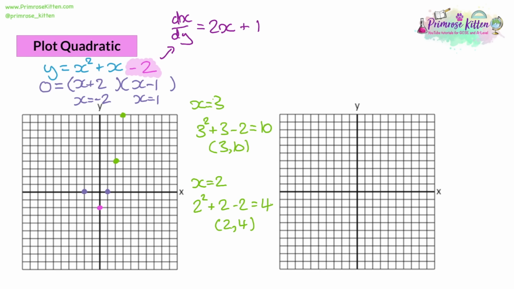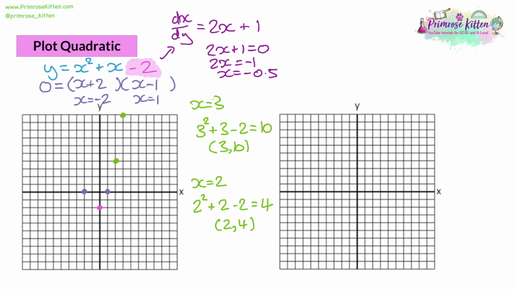Well, that's the gradient of the curve. So when that equals 0, that's when the curve has a straight gradient, which is going to be the turning point. So we say that 2x plus 1 is equal to 0 for the turning point. That means we've got 2x is equal to -1, and so x is equal to -1/2. That gives us the coordinate for the turning point.